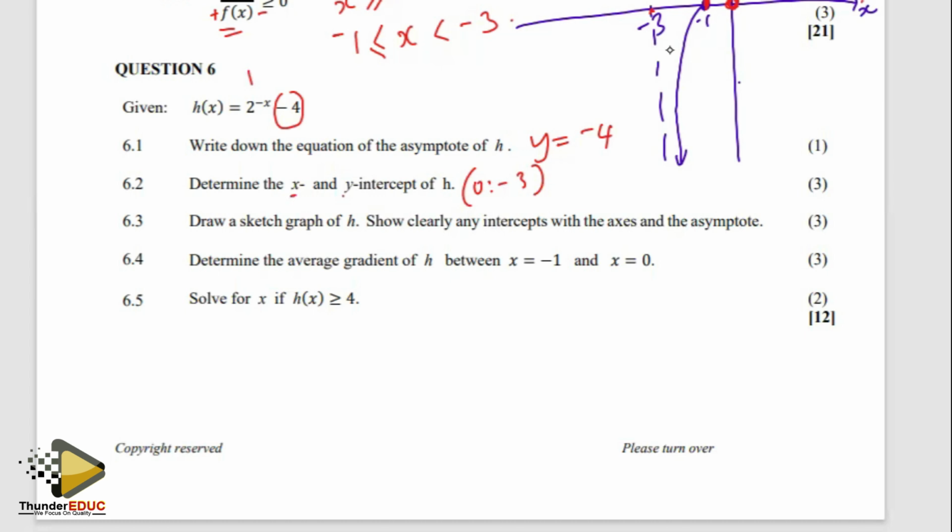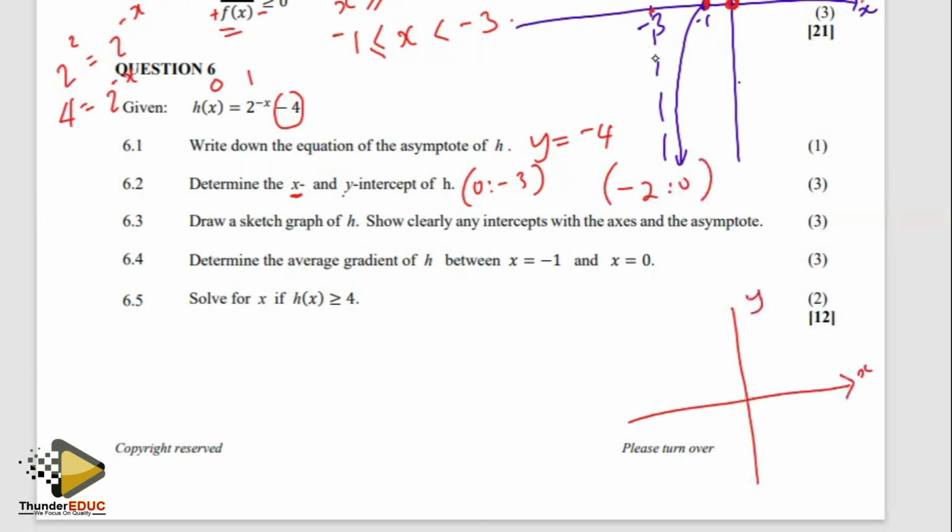And for the x-intercept, we said y should be 0. So we're going to move the 4 to that side. So we shall have 4 is equal to 2 to the -x. Now that 4 is the same as 2 squared. Drop the bases, which means x is -2. So (-2, 0). Then draw a sketch.